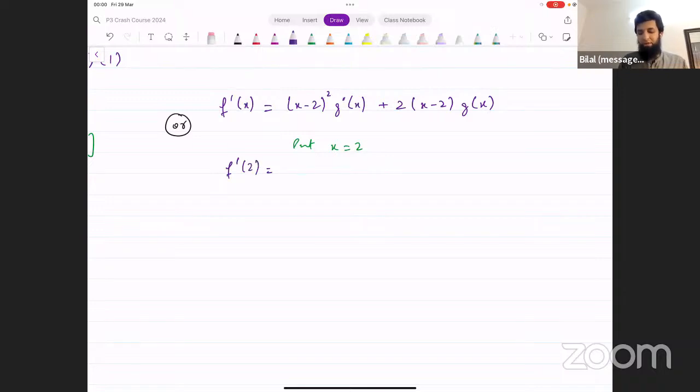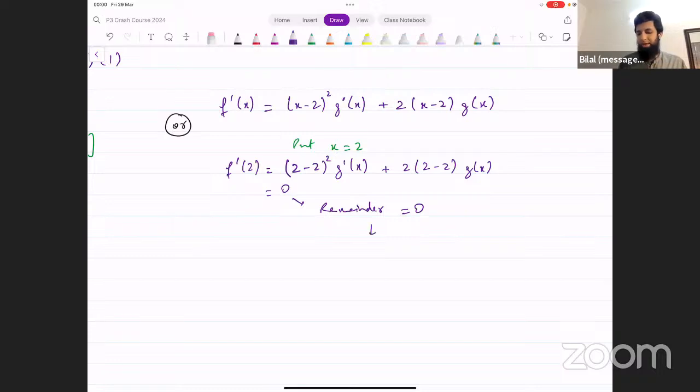f dash of 2 equals 0 minus 2, that's going to be 0 times 2 minus 2. Now that is 0. That multiplied by anything is going to become 0. And then you have 2 into 2 minus 2. Again, that's also 0. So that means the remainder is equal to 0.